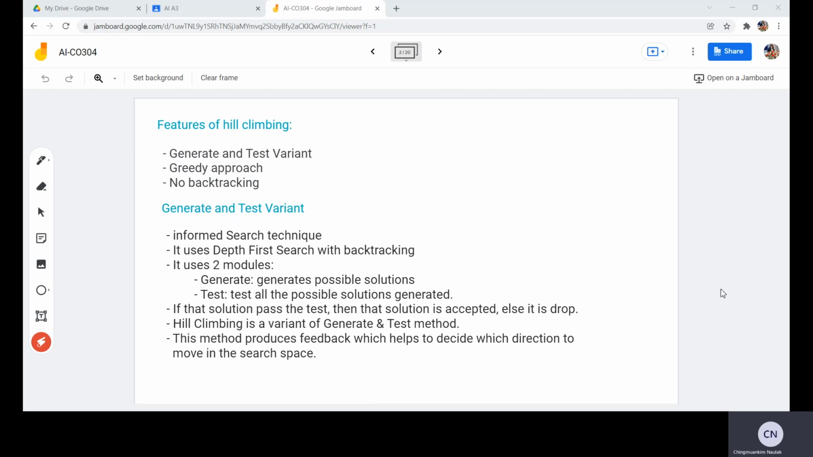All right, so this comes under informed search technique, and it uses depth first search with backtracking. And there are two modules, which are generate and test.